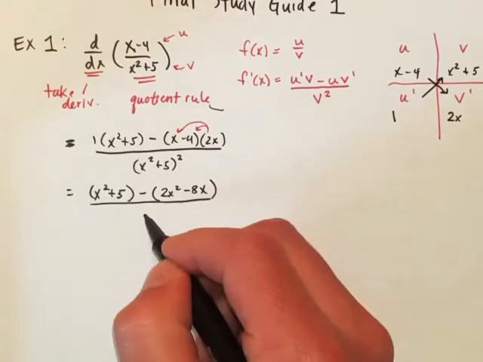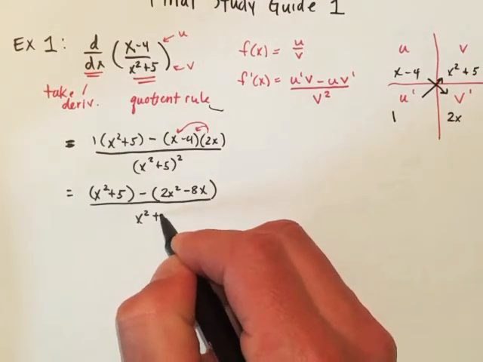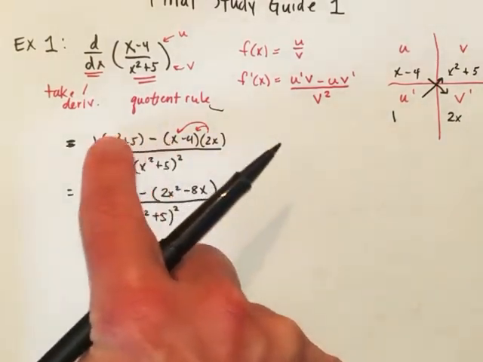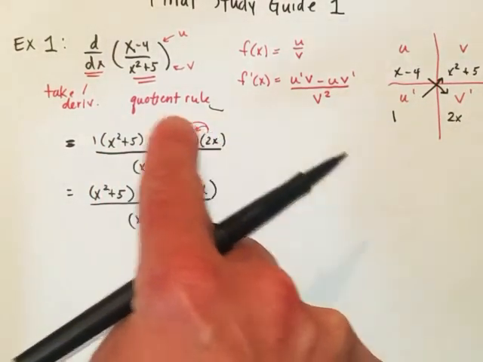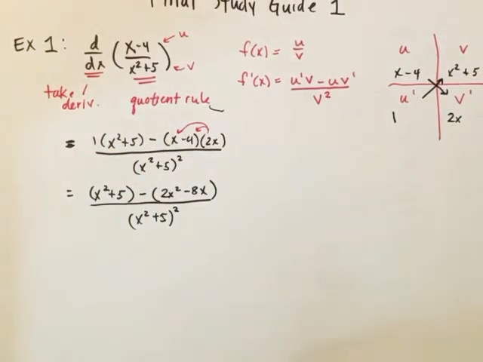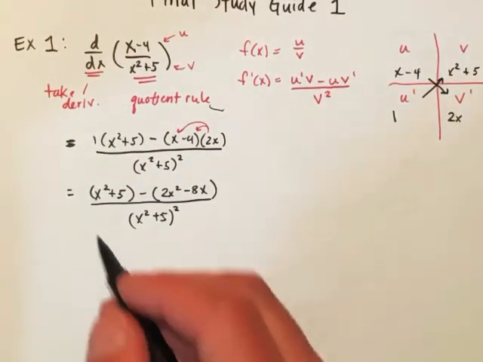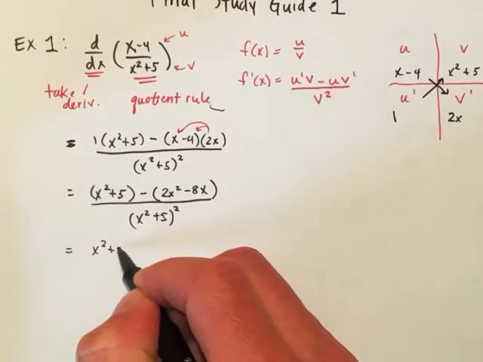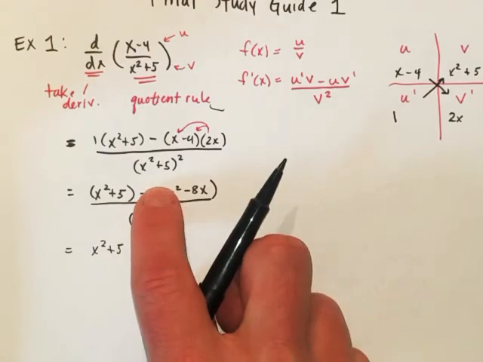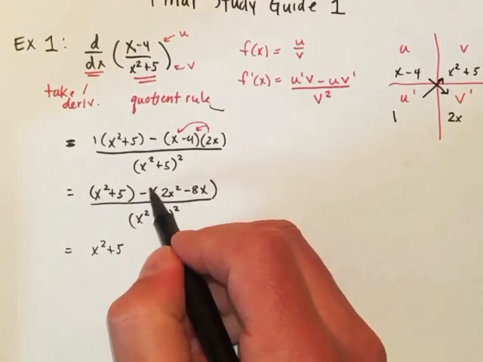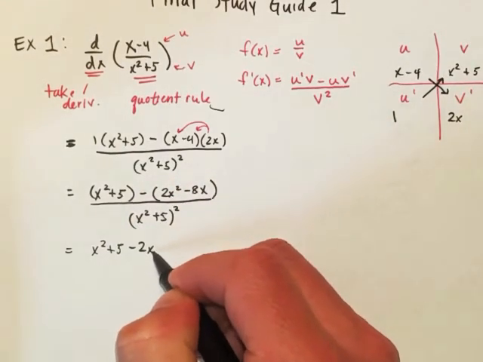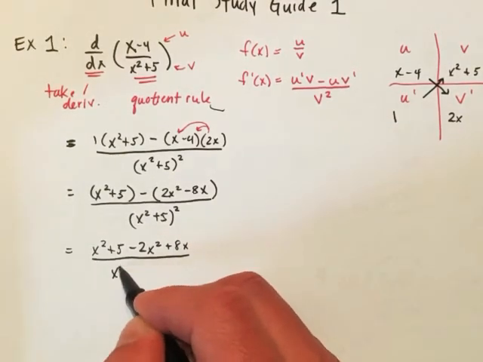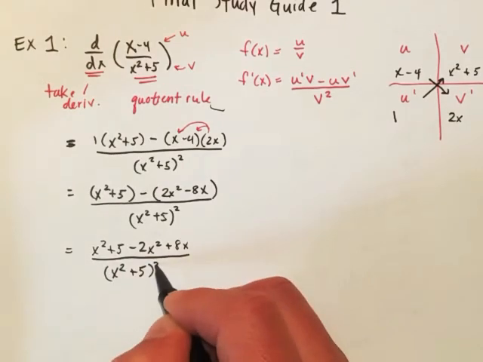All over the bottom. Remember, we're trying to simplify this, so I'm not going to square the bottom. I'm only operating on the top to see if I can combine like terms. Now I'm going to see if anything cancels on that top with that subtraction. So I have x squared plus 5. Now I can drop the parentheses because I'm ready to combine. But before I do that, let's distribute this negative sign to make a negative 2x squared, and that becomes a plus 8x, all over (x squared plus 5) squared.